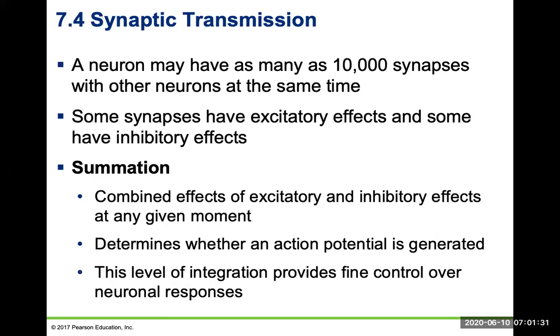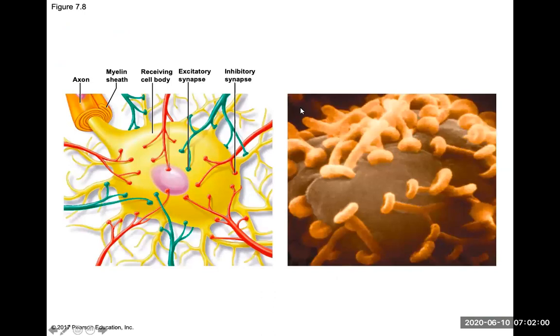A neuron may have as many as 10,000 synapses with other neurons at the same time. Some synapses can be excitatory or inhibitory, and summation is the combined effects of the excitatory and inhibitory effects at any given moment. It can determine whether an action potential is generated, and this level of integration provides very fine control over all of your neuronal responses. So here's a look at a cell body receiving signal from many different axons at the same time. Some are excitatory and some are inhibitory.